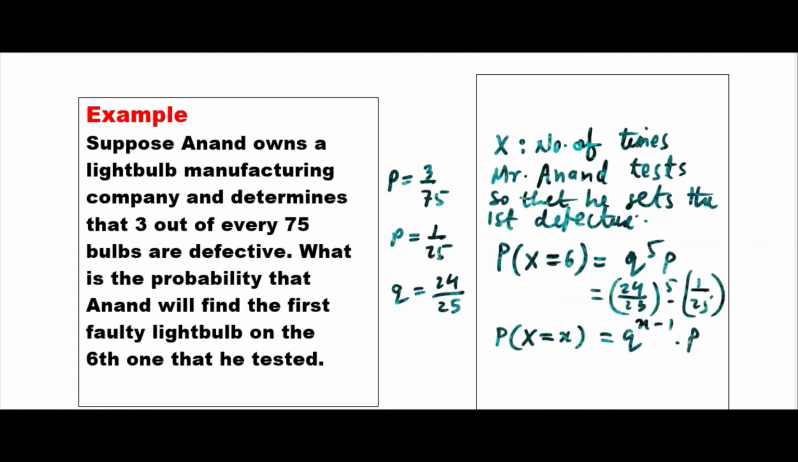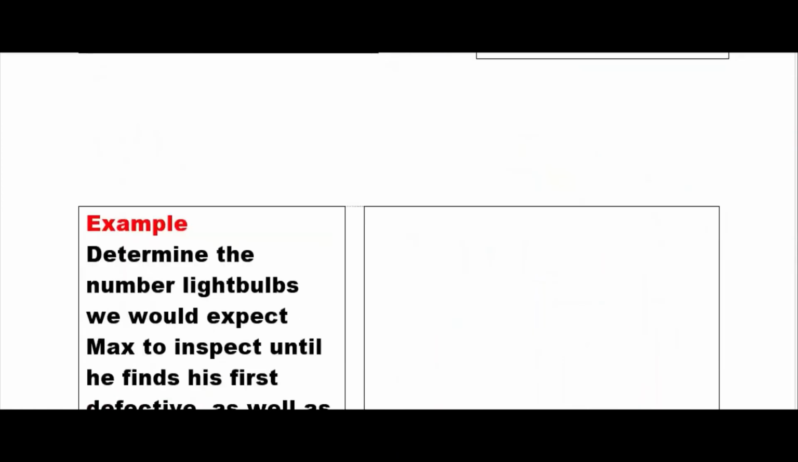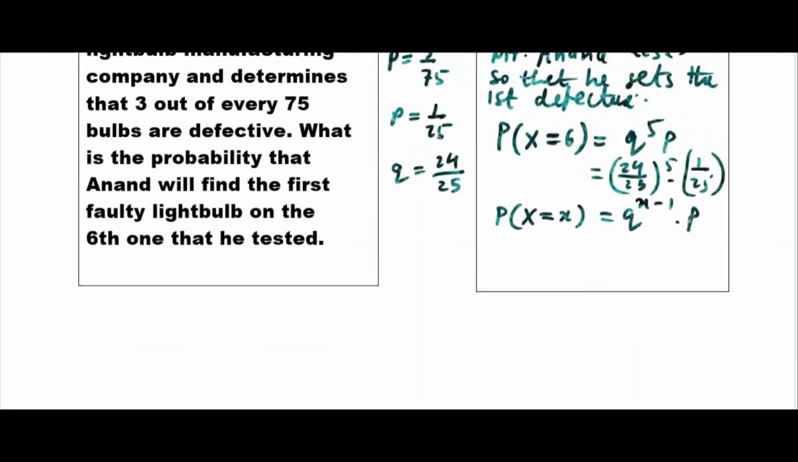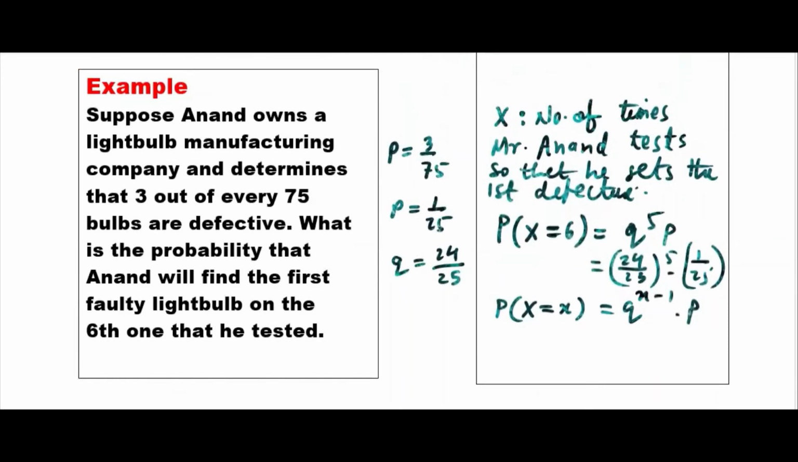That's all. Let's go to the next problem. Sir, I have a doubt. Yeah, tell me. So this should be type 2, no? Because trials are fixed. It is given that the first faulty light bulb is on the sixth one. Yeah. So see, defective means what? That's not a failure here. Defective is success here.